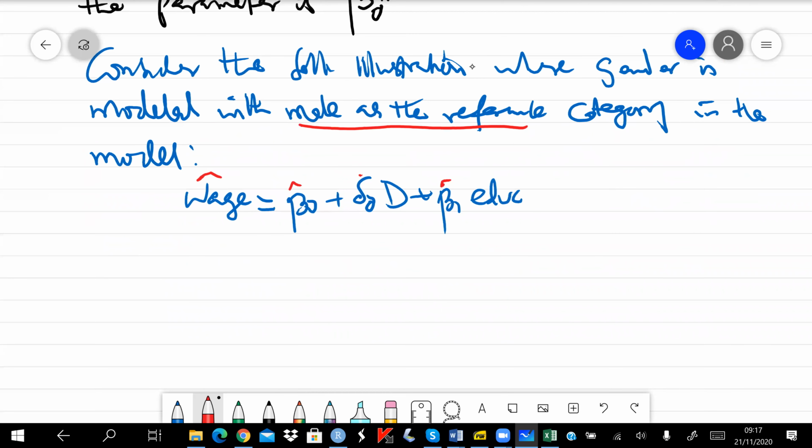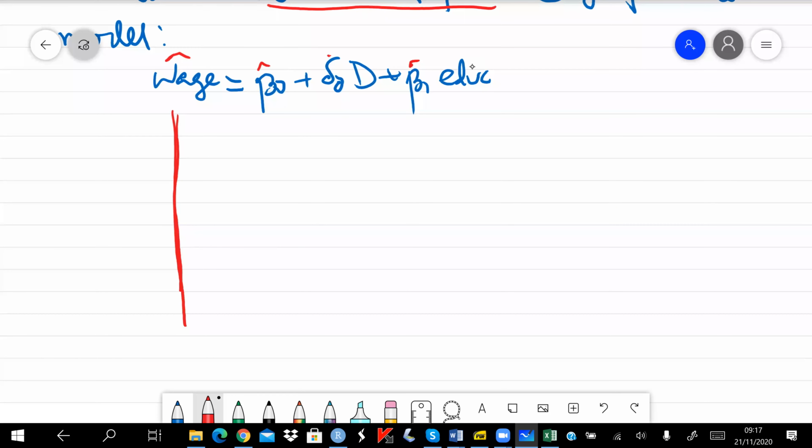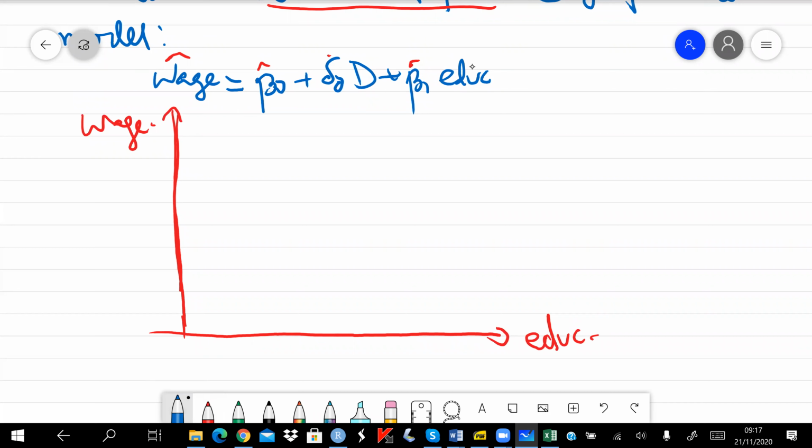I want us to present this information graphically, to sketch the kind of model here. On the vertical axis we have wage, and on this axis we have education. Then we have a straight line.